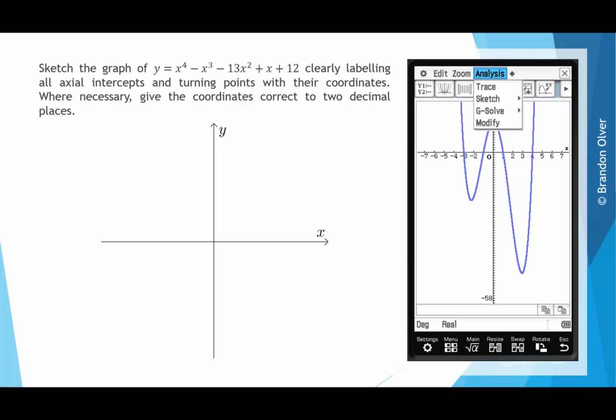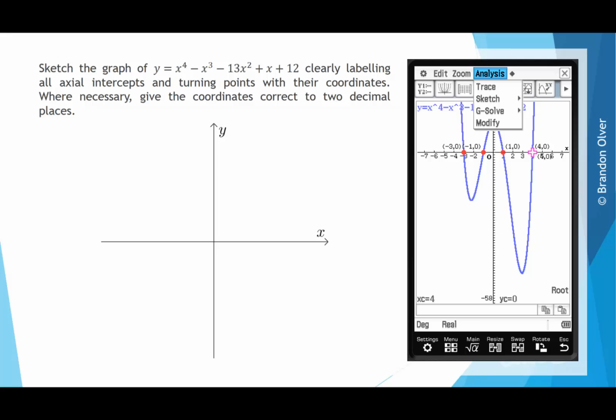If we go analysis G-solve, we can use root to find all of the x-intercepts. So the first one is at negative 3, 0, and hitting execute will lock that on the graph. We can then press the right arrow on the hard keypad to go across to the next x-intercept, and then press execute, and that will be locked on. Pressing right again, we can lock that on, and pressing right again, we can lock the fourth x-intercept in.